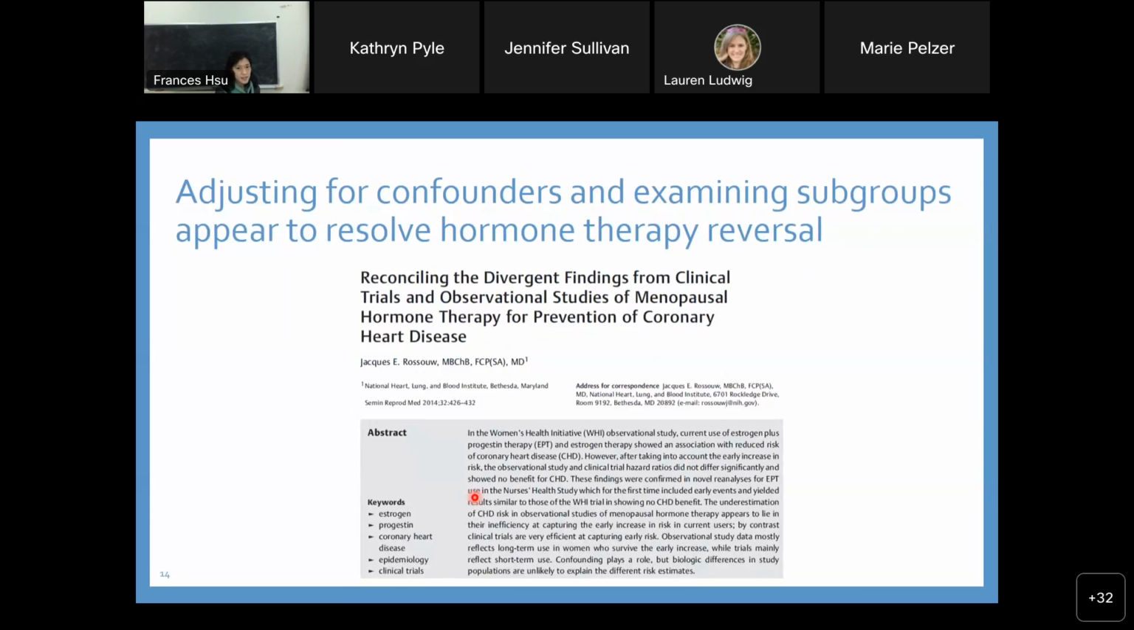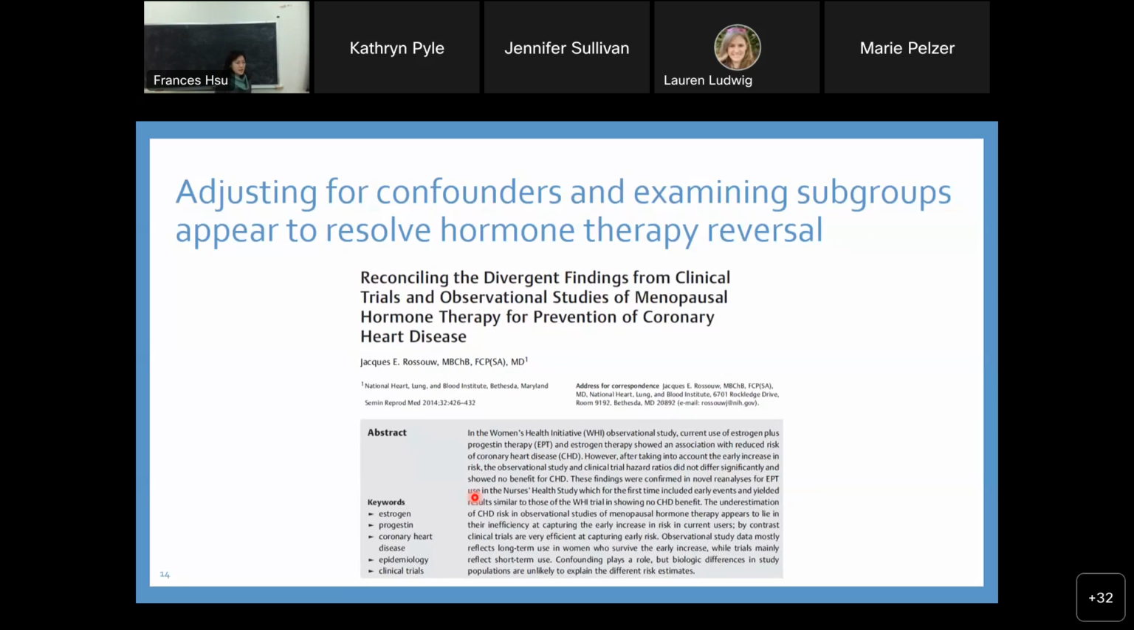Returning to our hormone therapy example, it appeared that confounding led to an overestimate of the benefit, and adjusting for socioeconomic status and risk factors attenuated the benefit. Furthermore, examining subgroups by age and menopause onset suggested that younger women may benefit from hormone therapy. This led to the hypothesis that estrogen may be beneficial in healthy arteries in younger women.